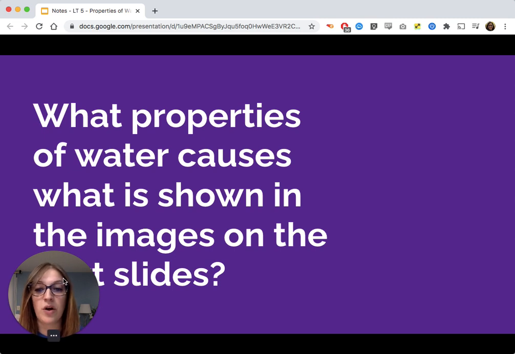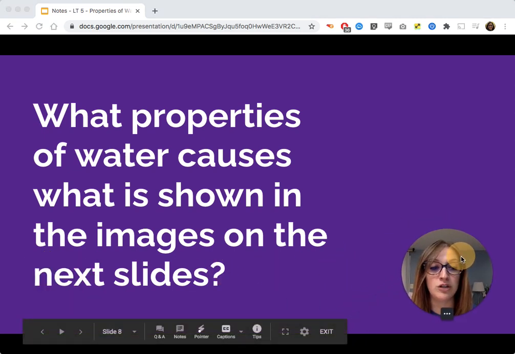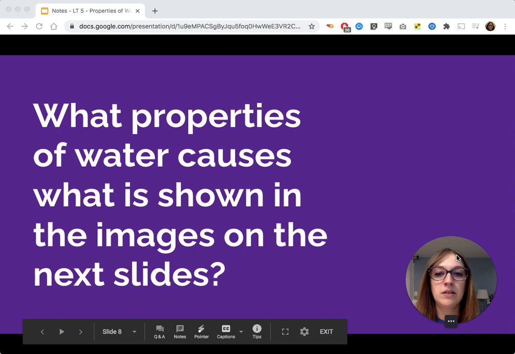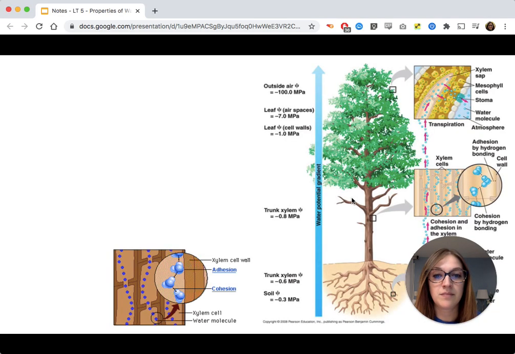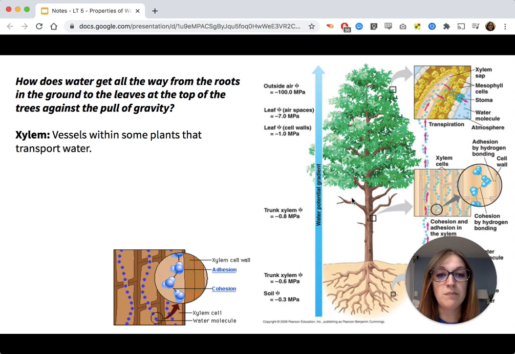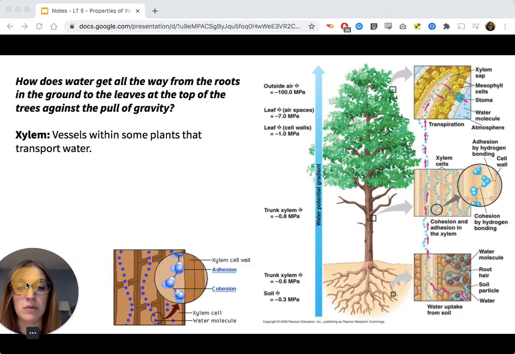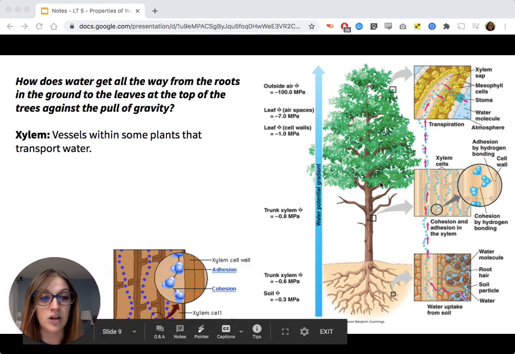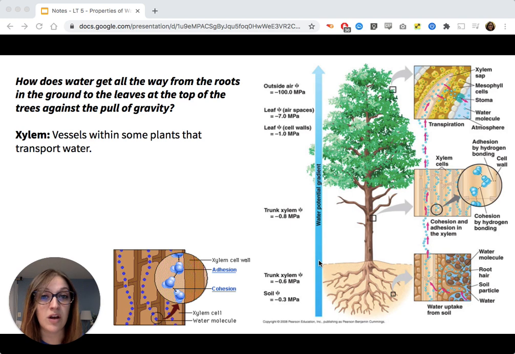So what properties of water causes what is shown in the images on the next slides? How does water get all the way from the roots in the ground to the leaves at the top of trees against the pull of gravity? Let's learn about xylem. Xylem are vessels within plants that transport water. If you were to look at the molecular structure of a tree, this is also found in other types of plants, but we're going to take a look at trees.